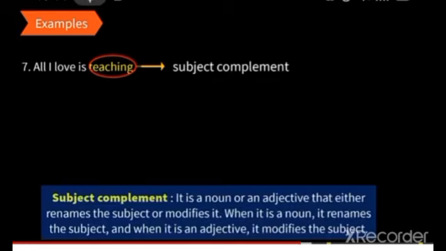Let's revise. It is a noun or an adjective that either renames the subject or modifies it. When it is a noun, it renames the subject, and when it is an adjective, it modifies the subject. Here, all I love is teaching. Here it renames the subject, all I love. So this is the subject complement.